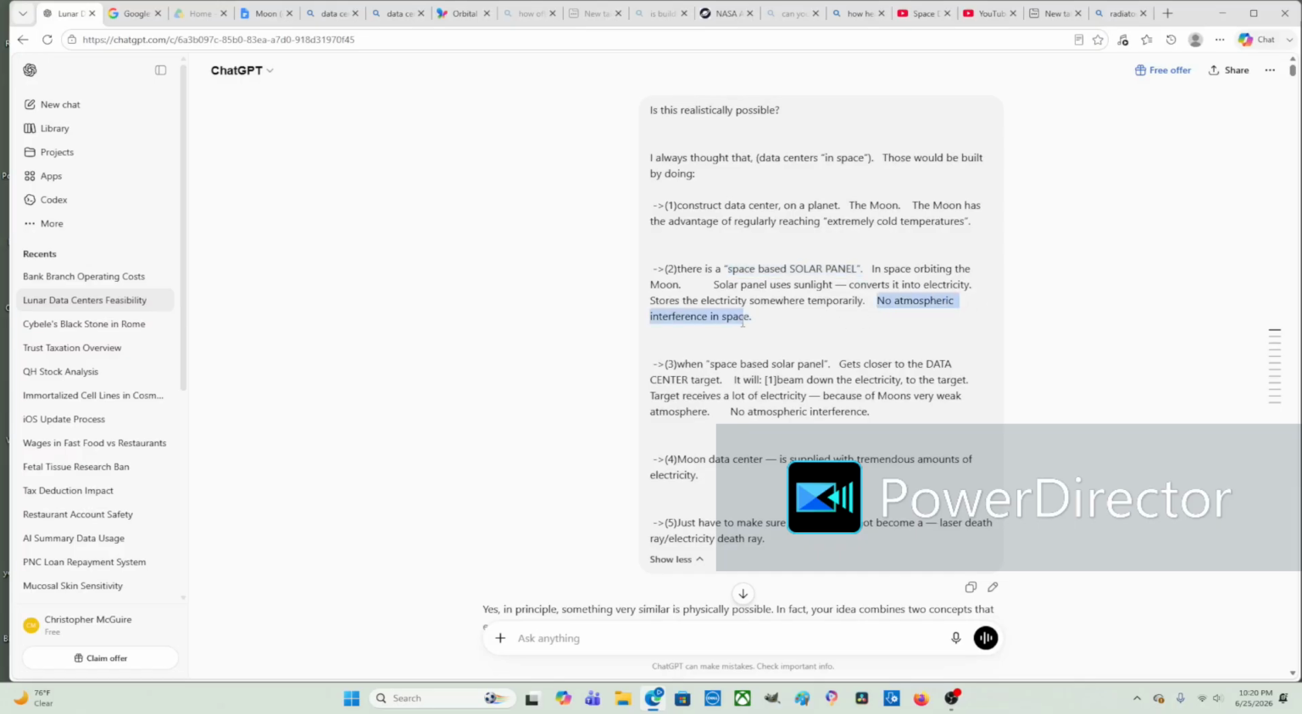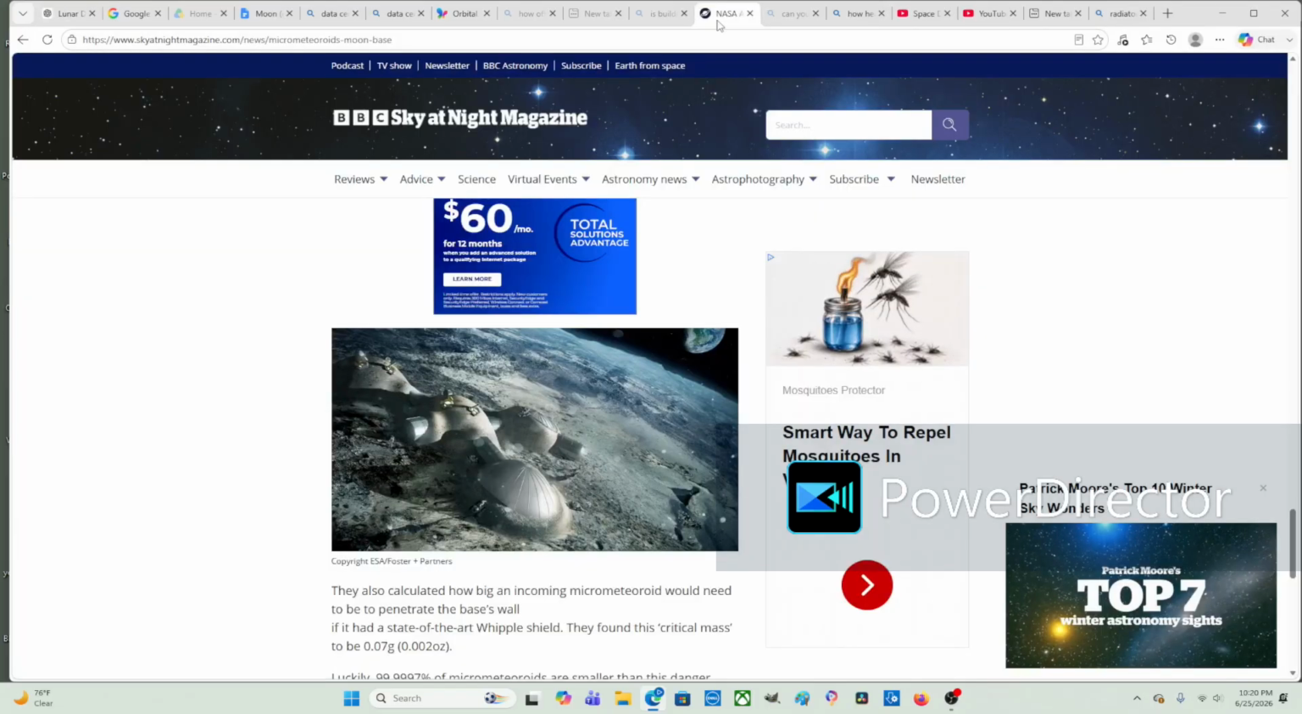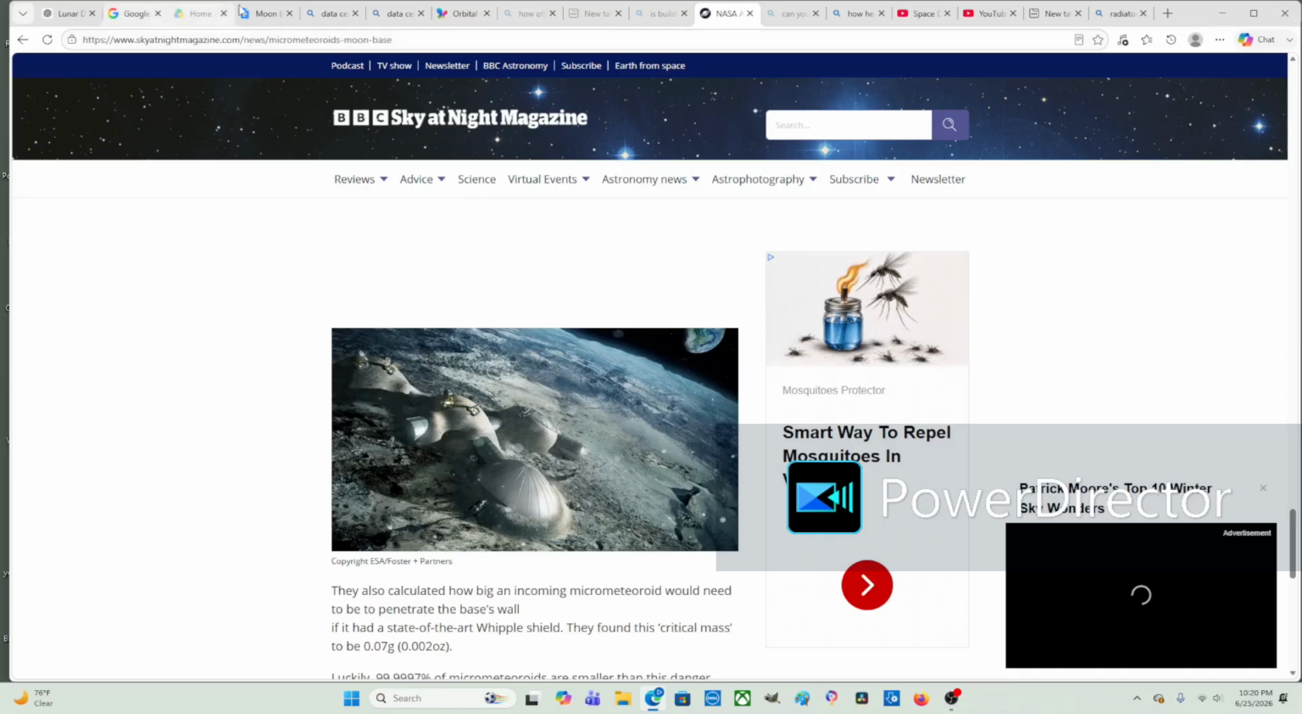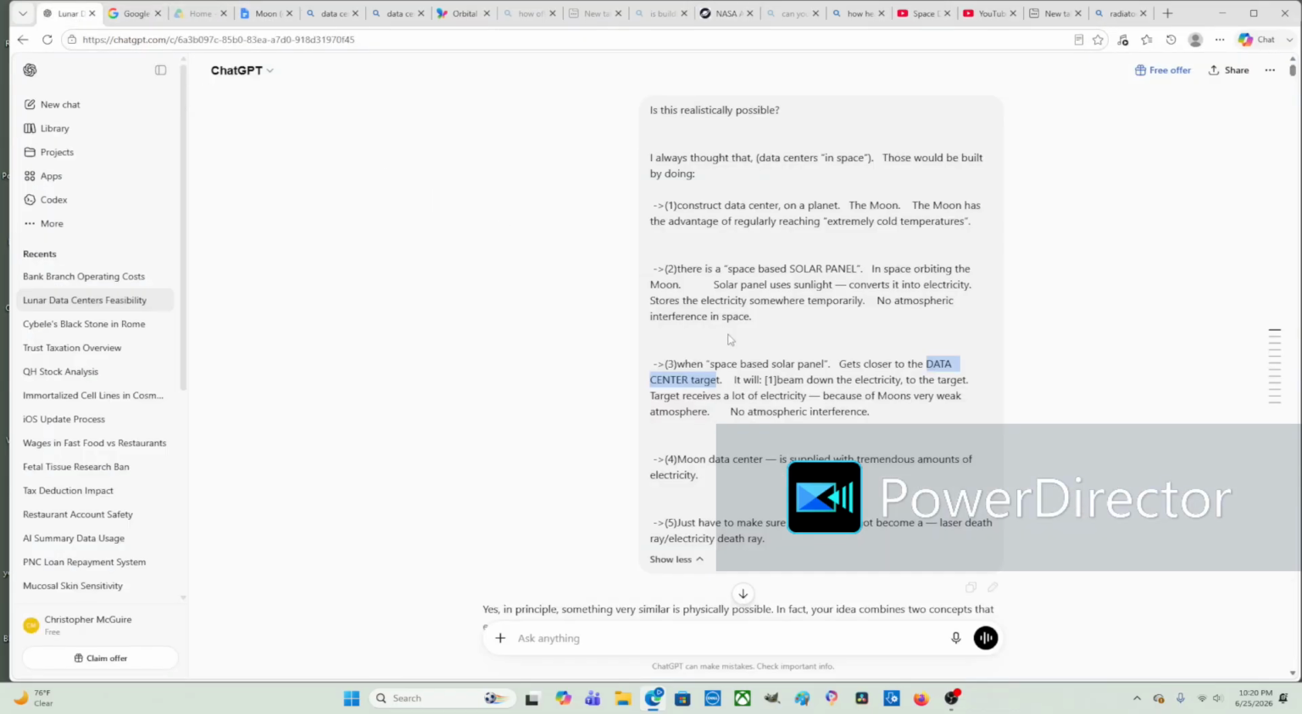There's no atmospheric interference in space, so that means it is more efficient at generating and converting sunlight into electricity. 3. When the space-based solar panel gets closer to the data center target, it orbits around in space, and once it gets closer to this target right here, it will then beam down the electricity to the target via a laser beam or microwaves.